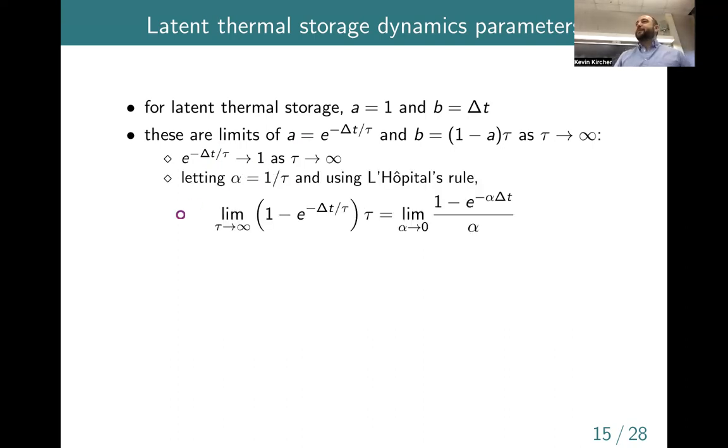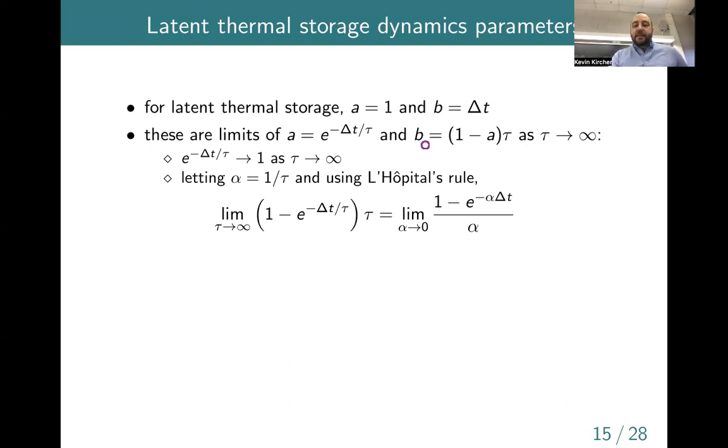Does anyone remember L'Hopital's rule from calculus? Does anyone want to say what L'Hopital's rule is? You guys raised your hands, so now you're on the spot. Yeah. So the limit is the same as the limit of its derivative, basically. L'Hopital's rule specifically applies when you have the ratio of two functions, like an f over g. So the limit of f over g is the same as the limit of f prime over g prime, under some assumptions about continuity and stuff like that. But yeah, very good.